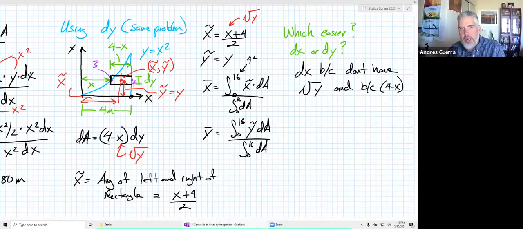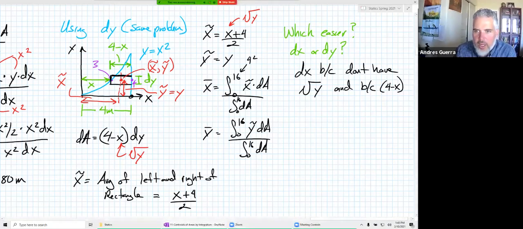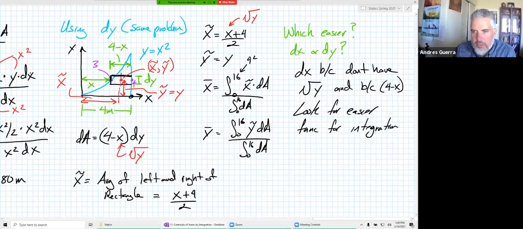Would I rather integrate x squared, or would I rather integrate the square root of y? And then also think about, well, which one of those is going to be an easier area to determine? Which one's going to have an easier dA? Is it going to be dx, or is it going to be a dy? So we can look for easier functions for the integration, and maybe more simple dA.